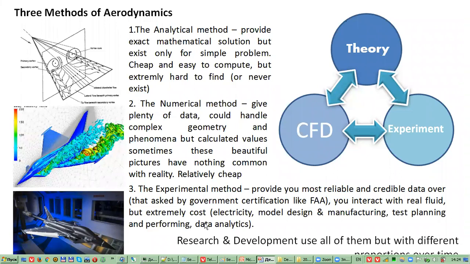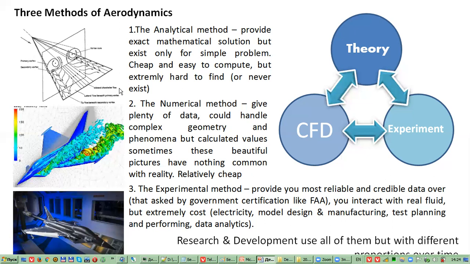And when you develop an aircraft, you work with all these methods. At initial design, you use only analytical methods. Also, we use analytical methods for design optimization. When you have more detail, you work with numerical methods. And at the last stage, when you need reliable data, when you need certification, we work with experimental data.